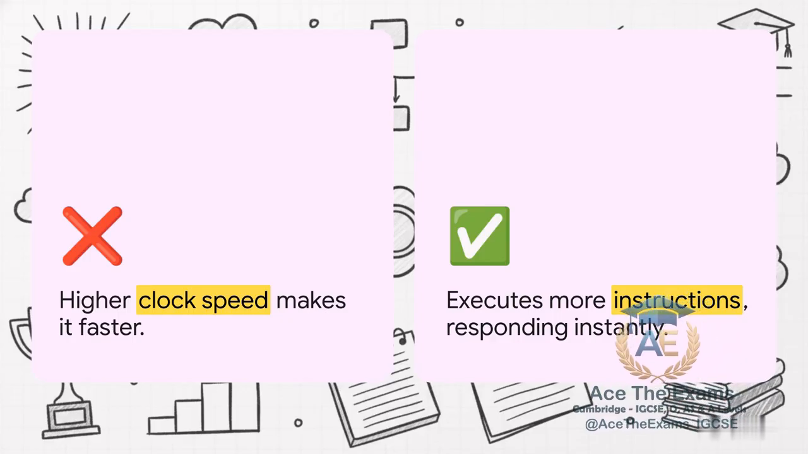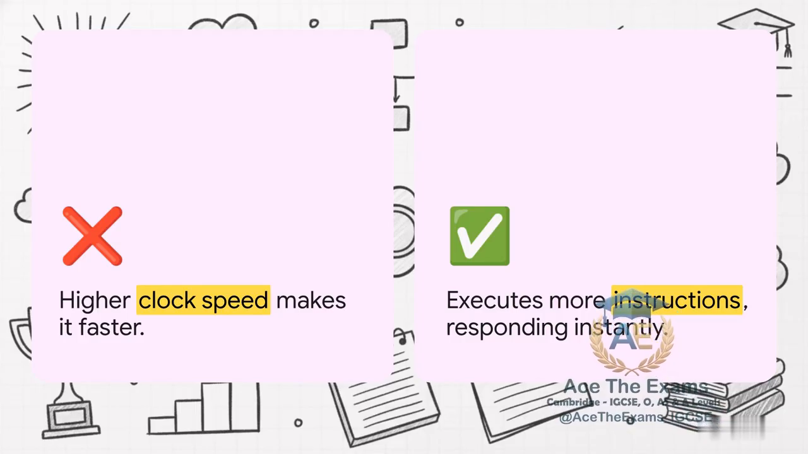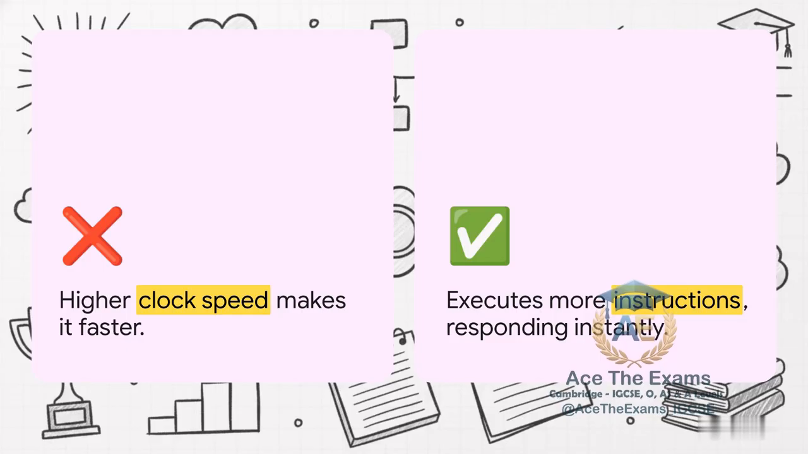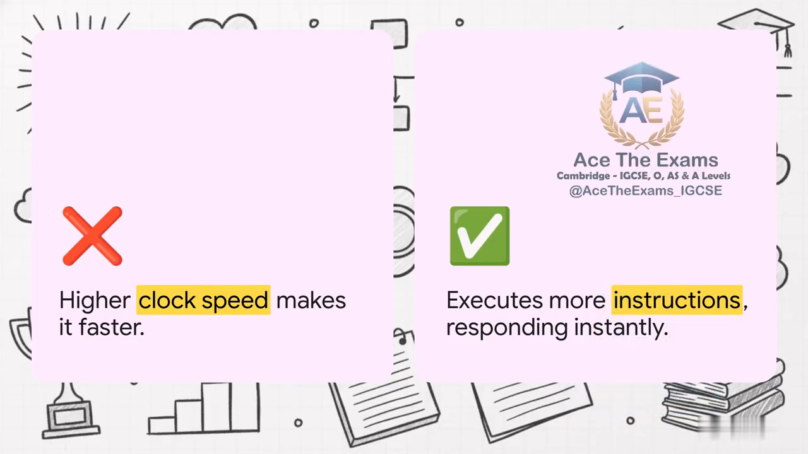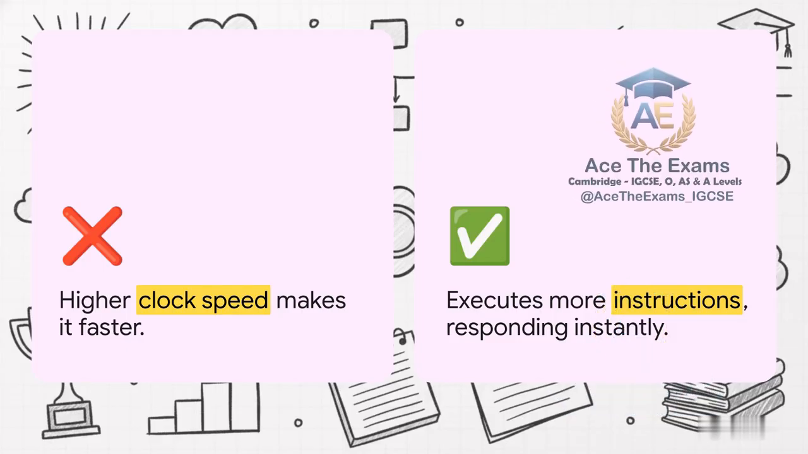The top band answer actively anchors the specific processing concept, which is executing more instructions per second, directly to the context, which is the robot's sensor data. It spells out exactly how the process works and exactly where it's being used.